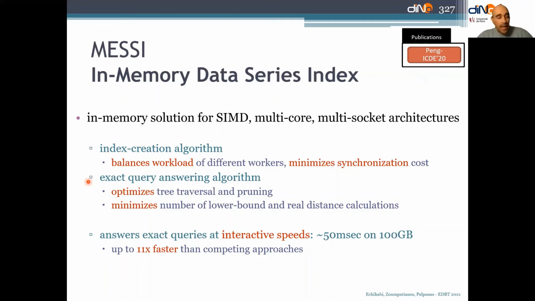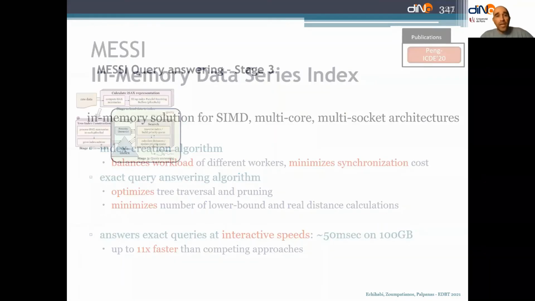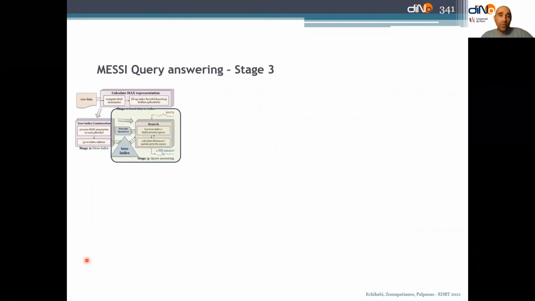The exact query answering algorithm, in this case, since we are in memory, is different than in Paris, and the goal of MESI is to minimize the number of lower bound and real distance calculations. With MESI, we have exact query answers at interactive speeds, in about 50 milliseconds on 100 gigabyte data sets, which makes it 11 times faster than competing approaches in memory. So let's see how MESI achieves this, and let's focus on query answering.